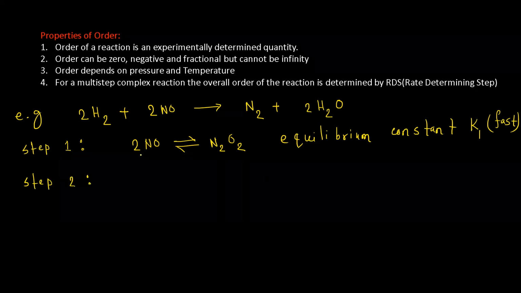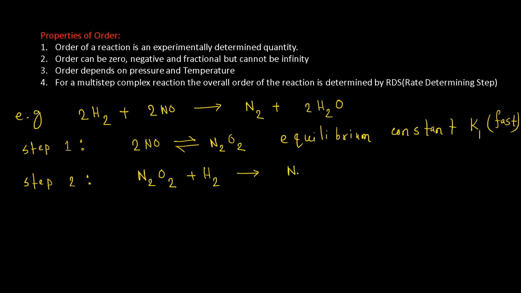Step 2, N2O2 with hydrogen gives us N2O and water. And for this reaction, we write a rate constant K2, and this step is very slow.